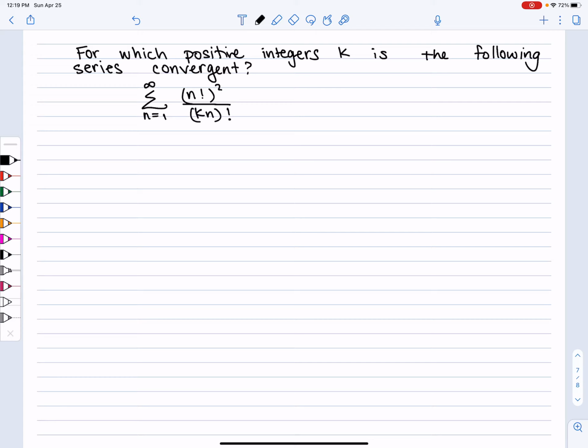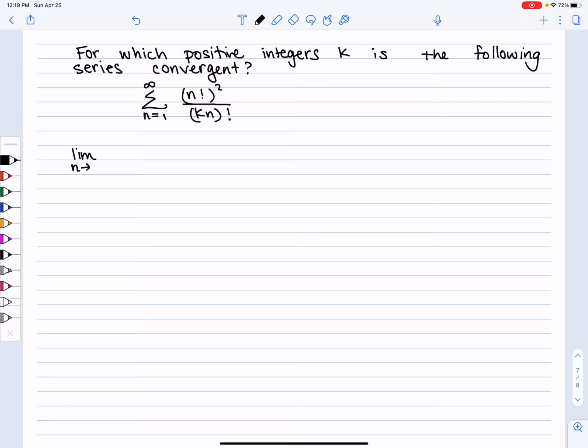So in this example, we want to find the values of k, or the positive integers k, for which the series is convergent. The first thing we're going to do, or what I like to do here, is ignore that I'm trying to find the positive integers k, and just try to determine if the series as is convergent or divergent.